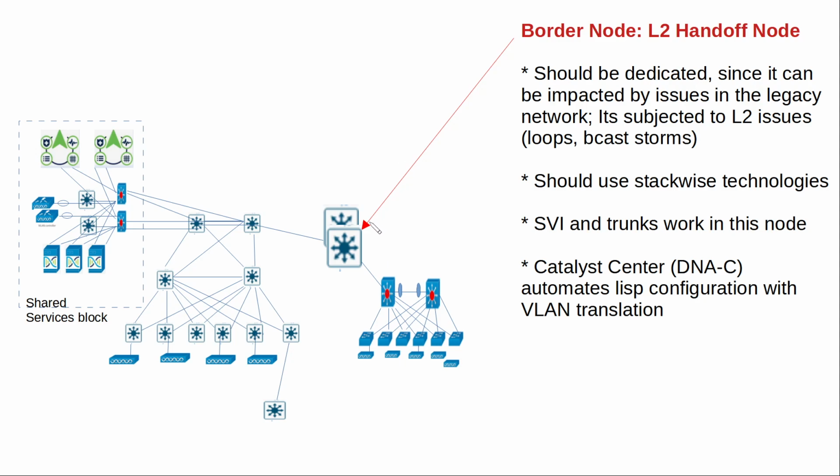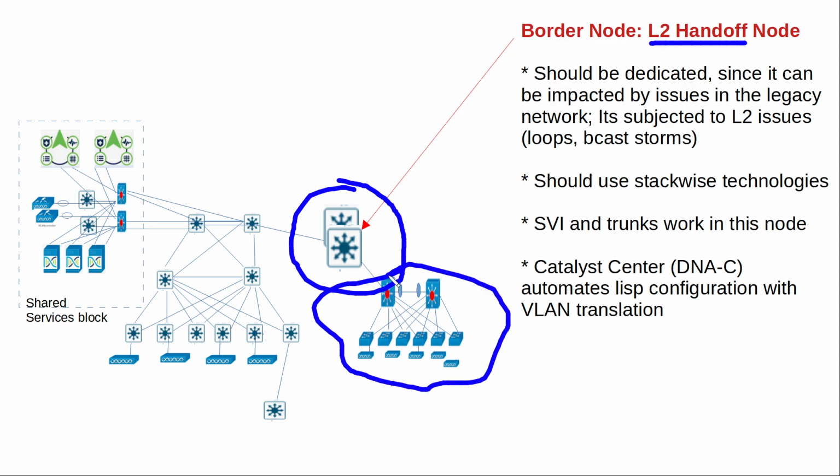And this device should be dedicated. So this node is not going to be a layer 3 border node, it's not going to be an edge node, it is not going to be a control plane node. It should be dedicated to be a layer 2 handoff node. And it should be dedicated because remember that we still have here in the traditional network a layer 2 network that can or is subject to broadcast storms or layer 2 loops. So this device can be affected by that because it exists in both worlds.